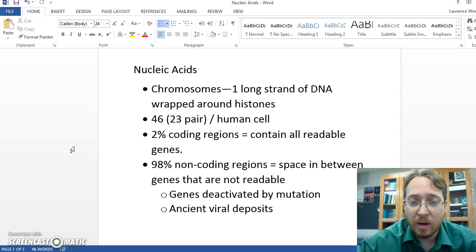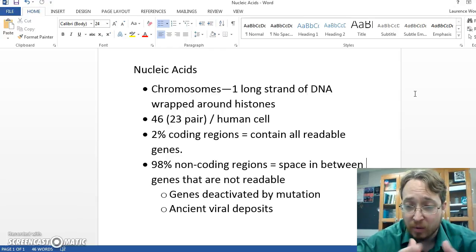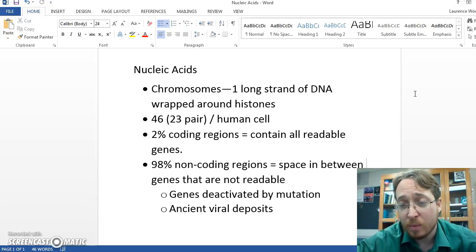And 98% are non-coding regions, which is the space in between the genes that are not read to be made into protein. Sources of those can include genes that have been deactivated by mutation and ancient viral deposits that have actually inserted new DNA into our chromosomes.